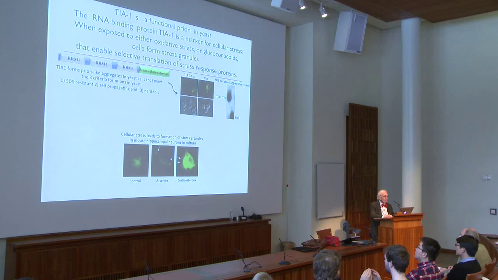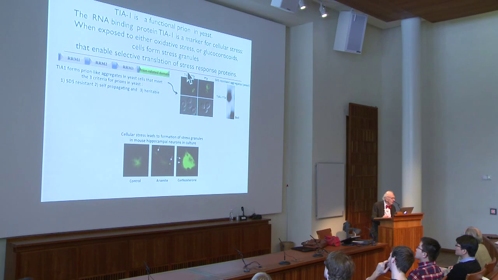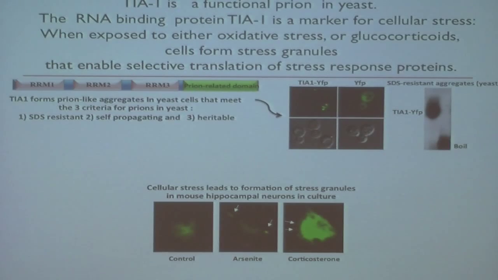So I'll give you some examples. The first thing we did is what we always do. We popped it in the yeast, and it's an unbelievably good example of a prion protein. We have a paper coming out in Cell just on this alone. It has all the criteria: SDS resistance, it's self-propagating, it's heritable, and this simply shows you that it forms aggregates. These aggregates are resistant to SDS, but they are not resistant to boiling.